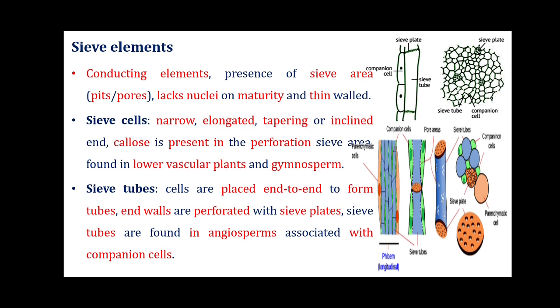This is how you can observe the various categories in the image. Now let's talk about the sieve elements. They are conducting elements. Presence of sieve area, that is pits and pores, is evident. They lack nuclei on maturity and are thin walled. That means when they are formed they are living cells, but when they are mature they become dead cells because of lack of nuclei. Sieve cells are narrow, elongated, tapering or inclined. Callus is present in the perforated sieve area, found in lower vascular plants and gymnosperms.